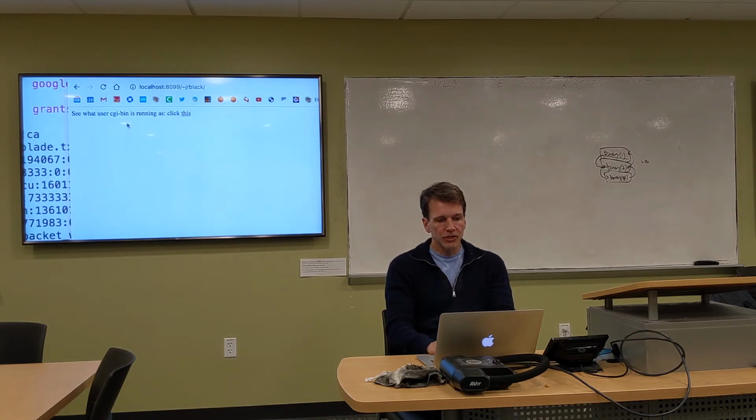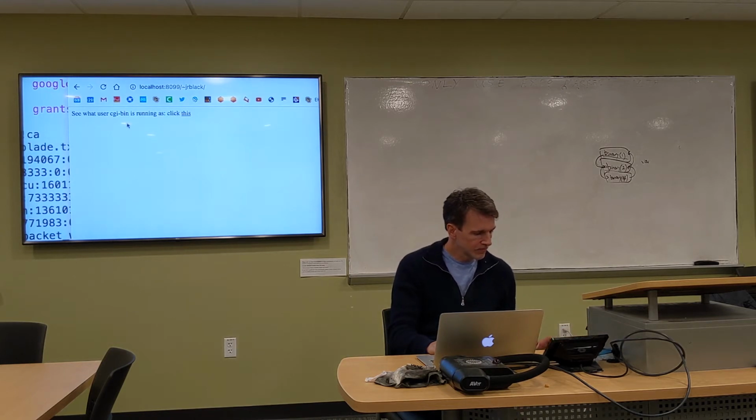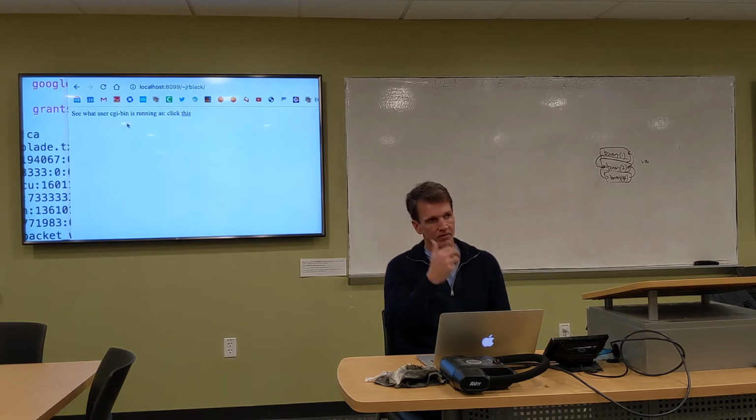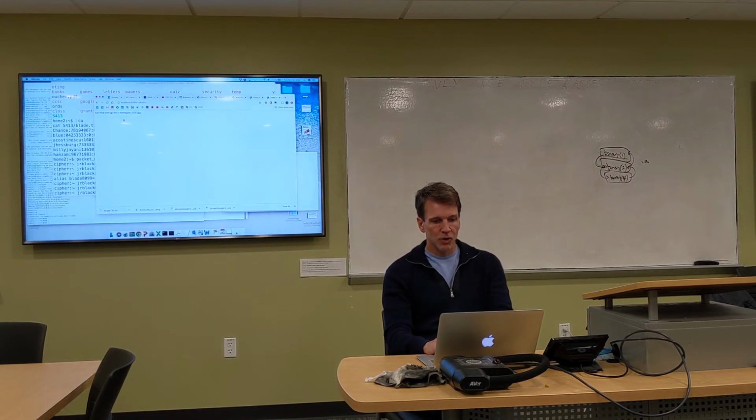See what user CGI bin is running as, click this. What am I doing here? I want to see what the user ID is of a CGI bin. What's a CGI bin? Just seeing if you're awake. The place scripts to be executed. Okay, this is where scripts are to be executed in a separate home directory. So I click this. So let's go see what I'm up to here.